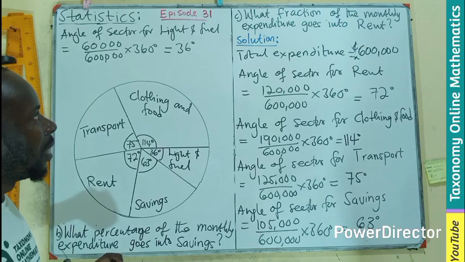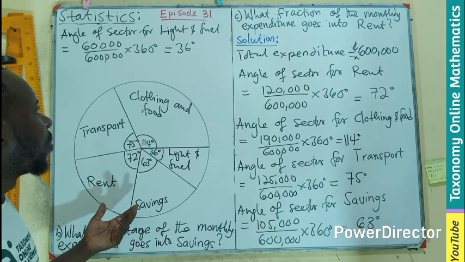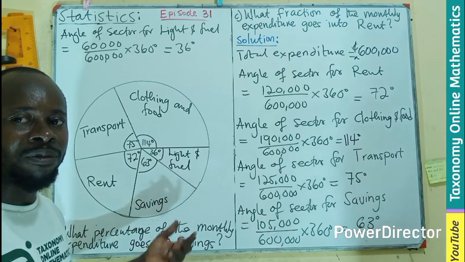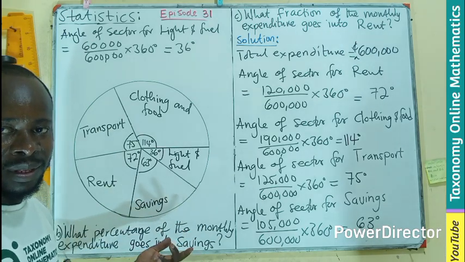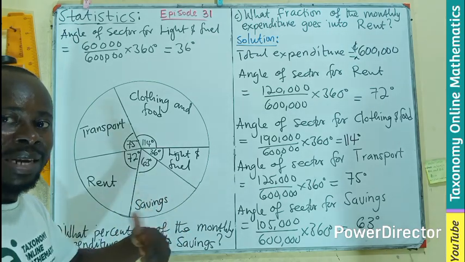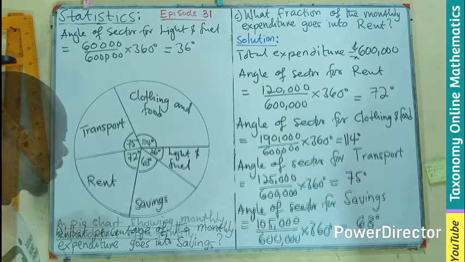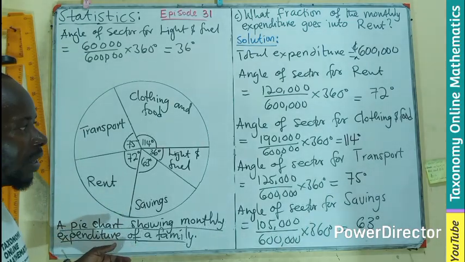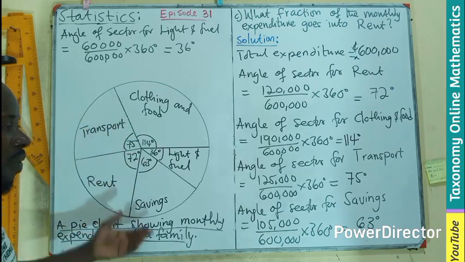Looking at the question, a pie chart showing the expenditure of a family. The pie chart showing the monthly expenditure of a family. So this becomes the title, neatly written and underlined. That is the fourth step.